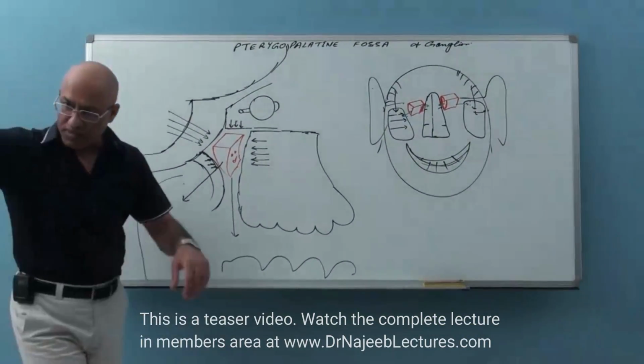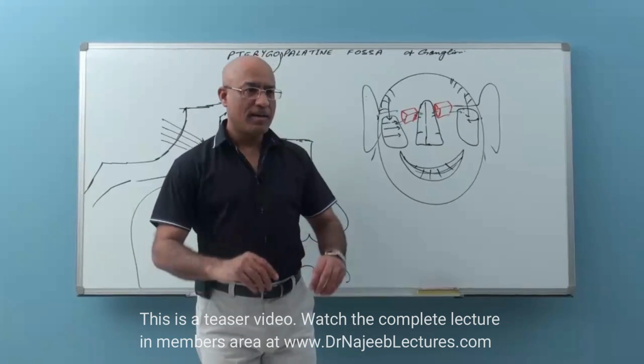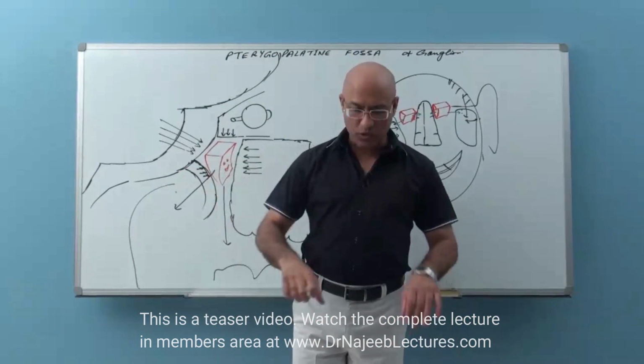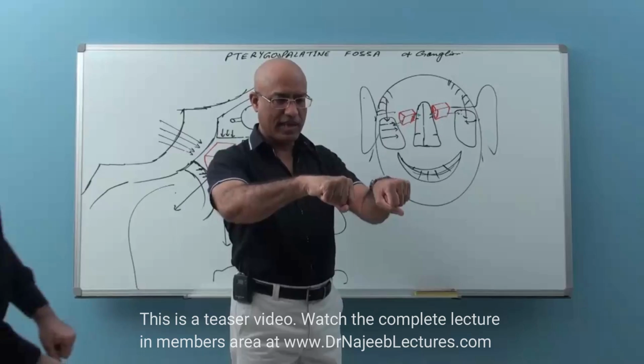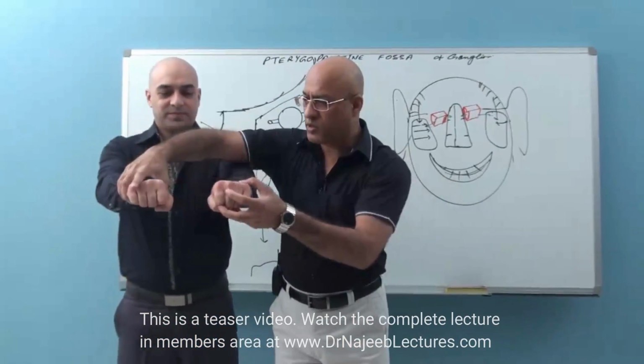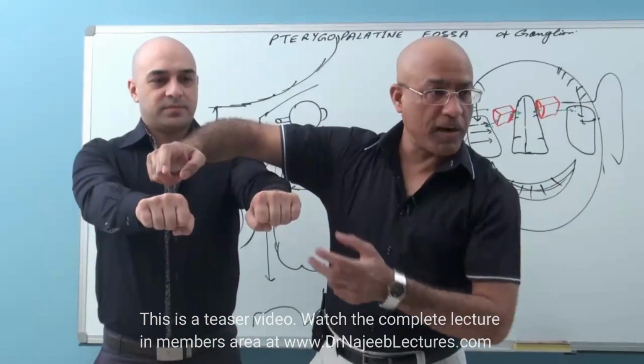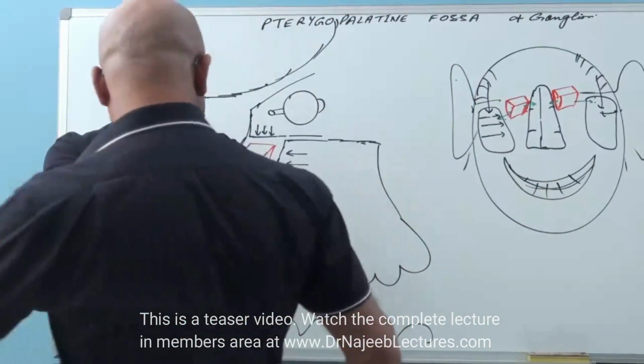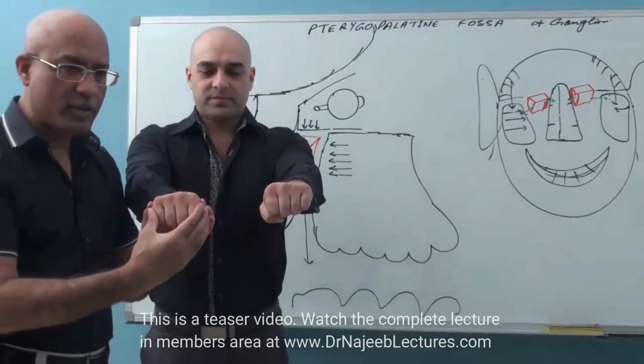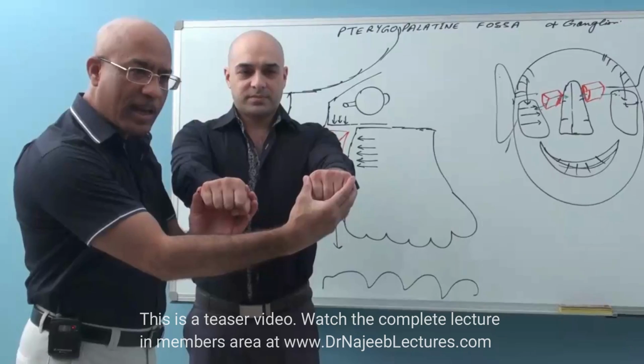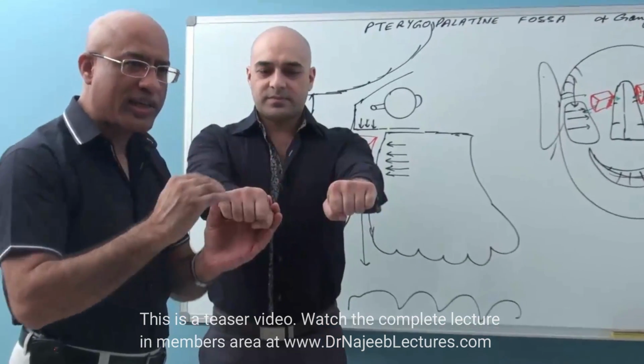Now you have the three-dimensional image of the pterygopalatine fossa. Come here, please. Yes. So you can make it like this. These are two pterygopalatine fossae. I will come on this side. This is the right pterygopalatine fossa. This is the left pterygopalatine fossa. Now you will tell me the structures.